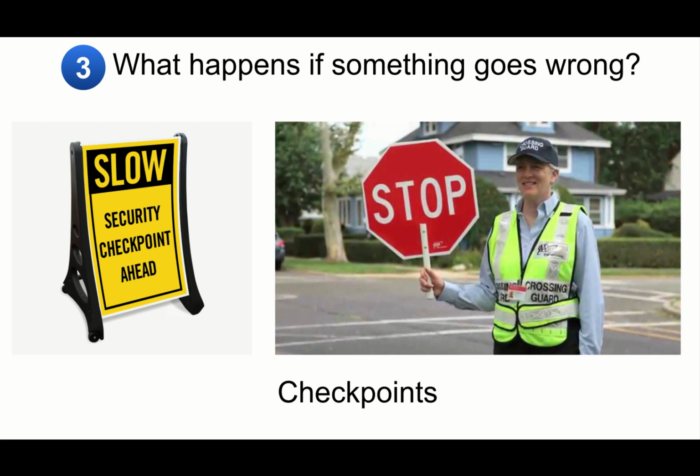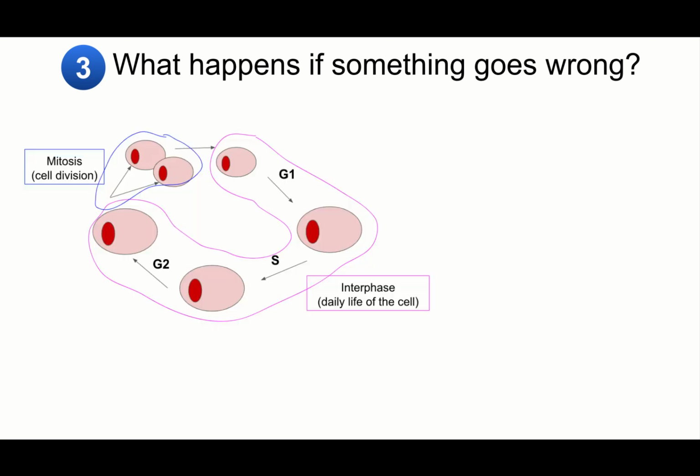Let's talk about the cell cycle checkpoints. So there's going to be 3 checkpoints. I'm going to illustrate them on my diagram of the cell cycle and tell you the details of each. Our first checkpoint happens at the end of G1 phase, right here where this red line is. This is called the G1 checkpoint.